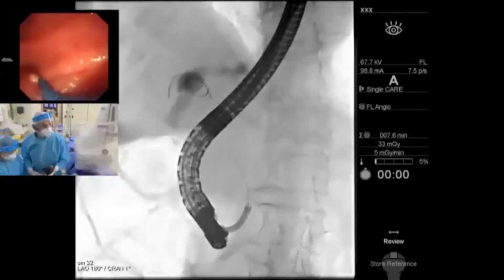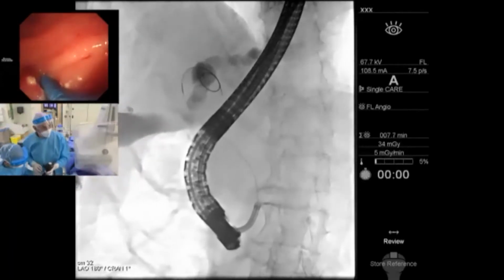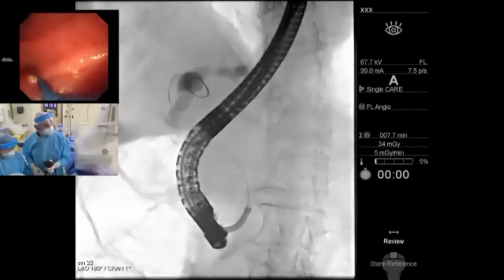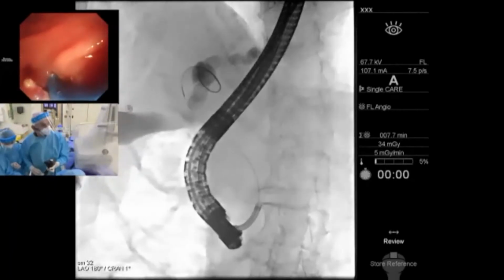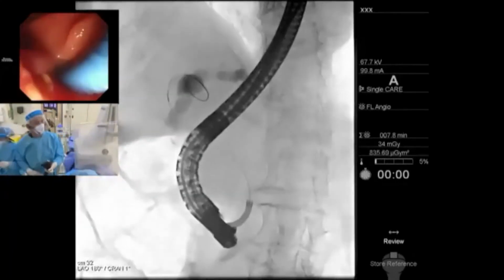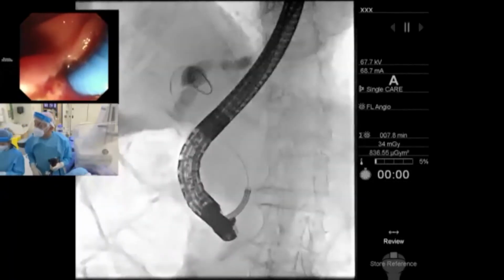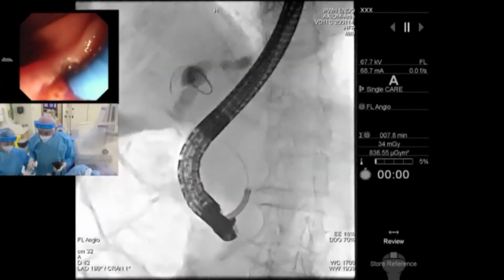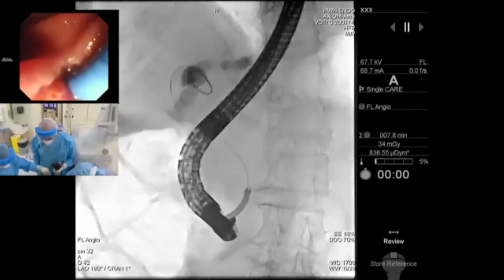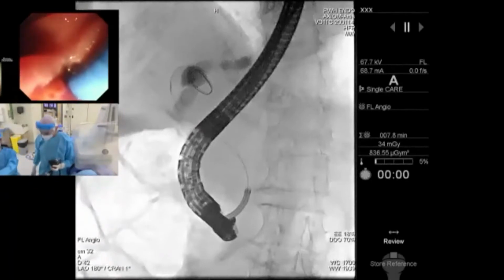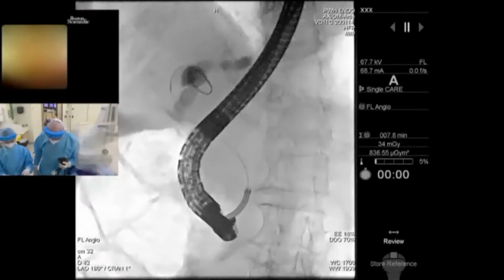So you can see it's a little bit tight right there. Okay, but it went through, but it's quite snug. All right, can we turn on the spyglass? All right, can we have the irrigation on? Suction's off.